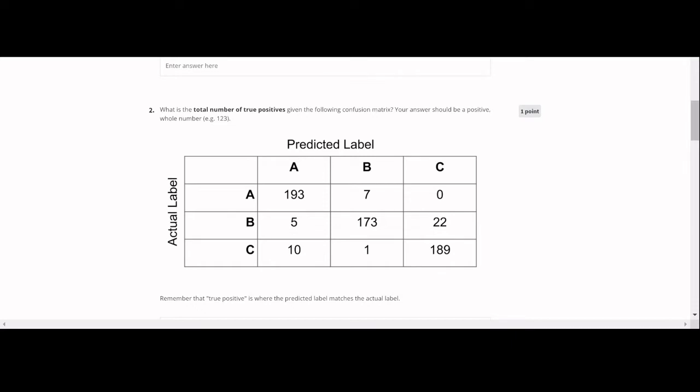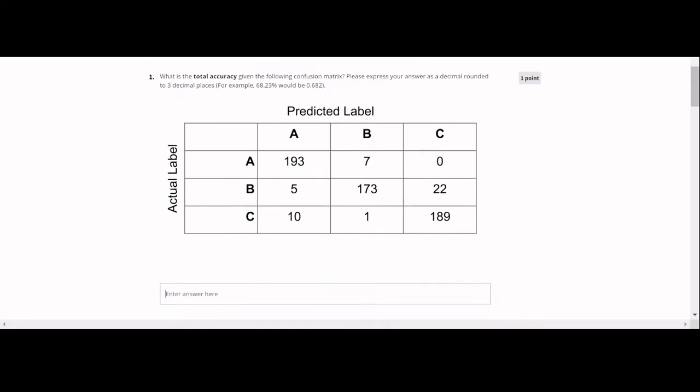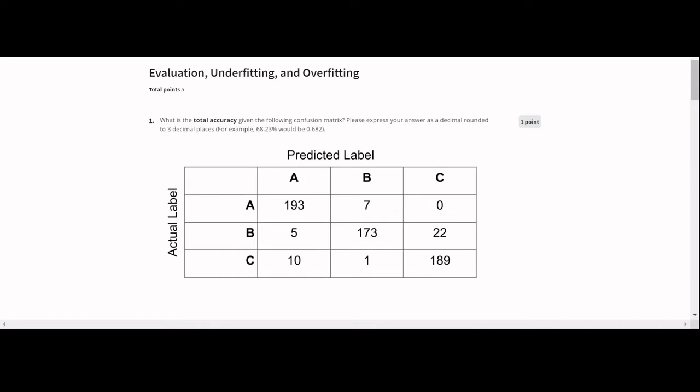And we can go first to the first exam example here, and here you can find the total accuracy for the following confusion matrix. You can see that this is called a confusion matrix. Here you can find the predicted label, and here the actual label. The actual ones are 1, 2, a, b, c, and the predicted ones are a, b, c.